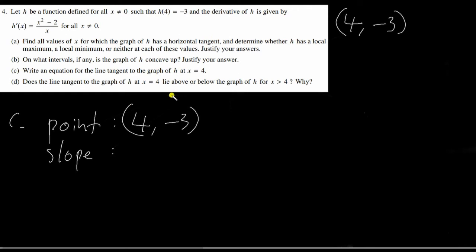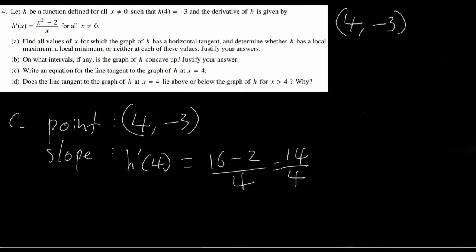And then we want the slope of this tangent line. And that's going to be the derivative, right? That's what the derivative is. It's the slope of the tangent line. So at x equals 4, the slope of the tangent line is given by h prime of x. So the slope is going to be h prime of 4, because we're doing it at x equals 4. So plugging in 4 into our h prime of x, we're going to get 4 squared is 16 minus 2 over 4, which is 14 over 4.